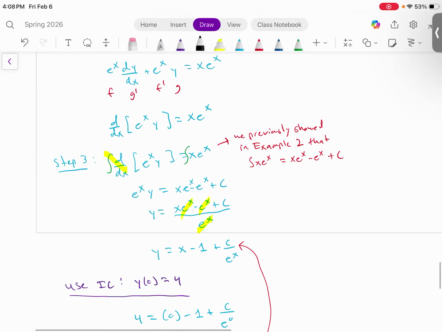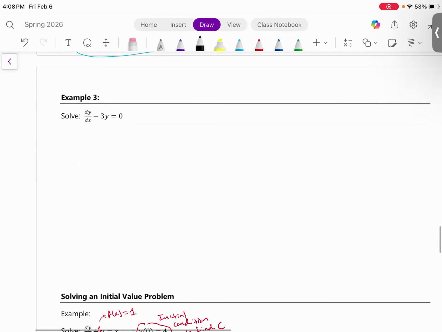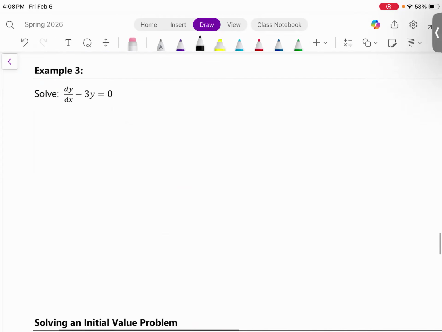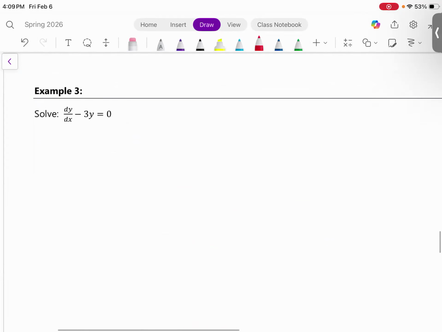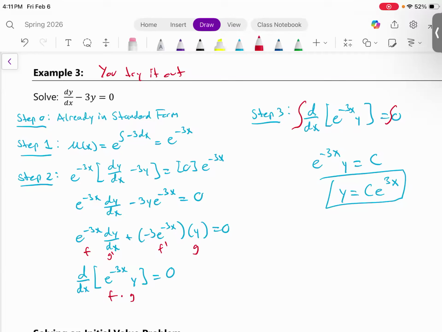So there's one more example to go over, but this one's a bit familiar. This linear equation dy over dx minus 3y equals 0. It's familiar to something we did already in this section. So here's what I want you to do: try it out. I want you to pause the video, give it a try, and then I'll post a solution so you can verify your answer. So pause the video, try it out, and then we'll be right back.